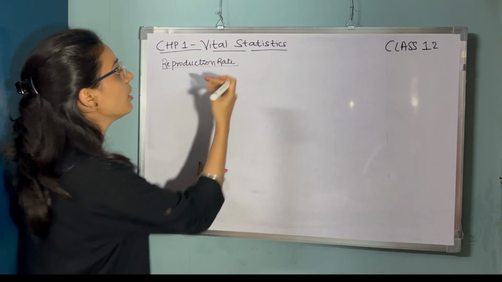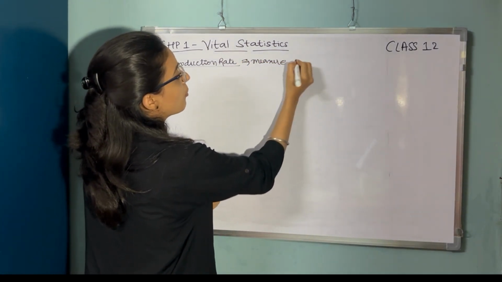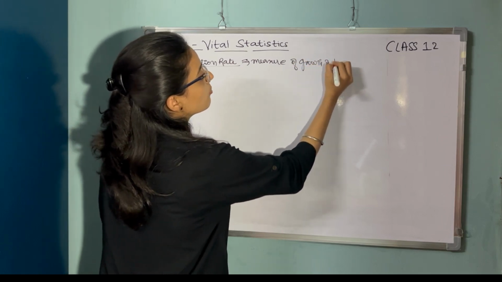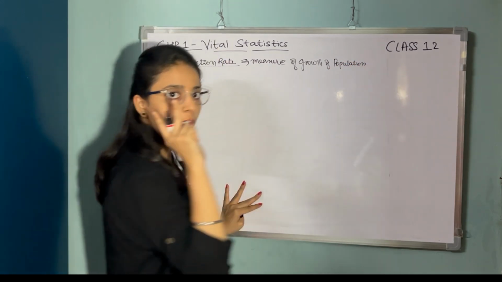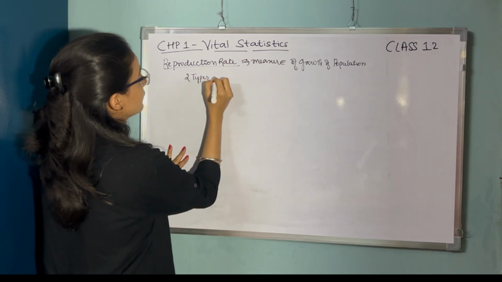It is one of the measures of growth of population. There are 2 types of reproduction rate.